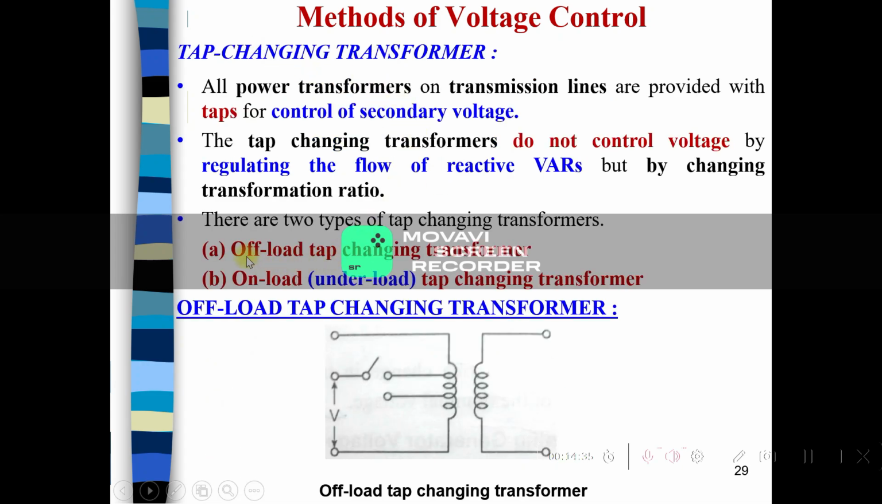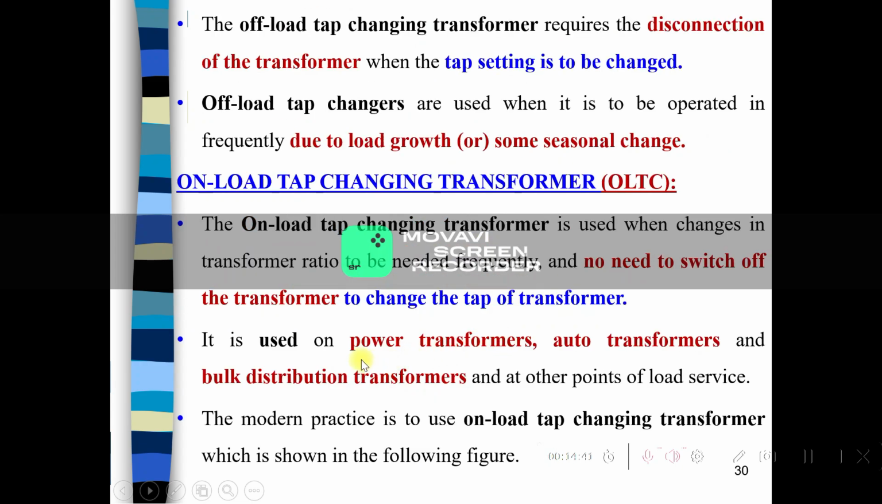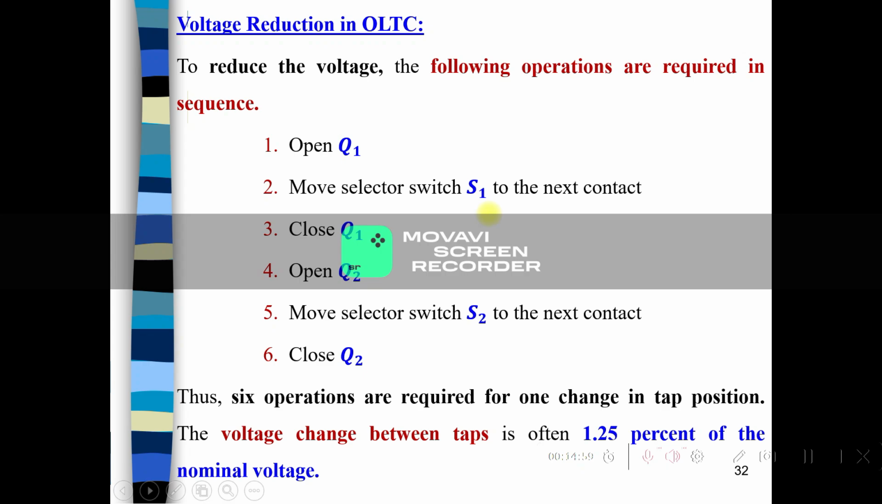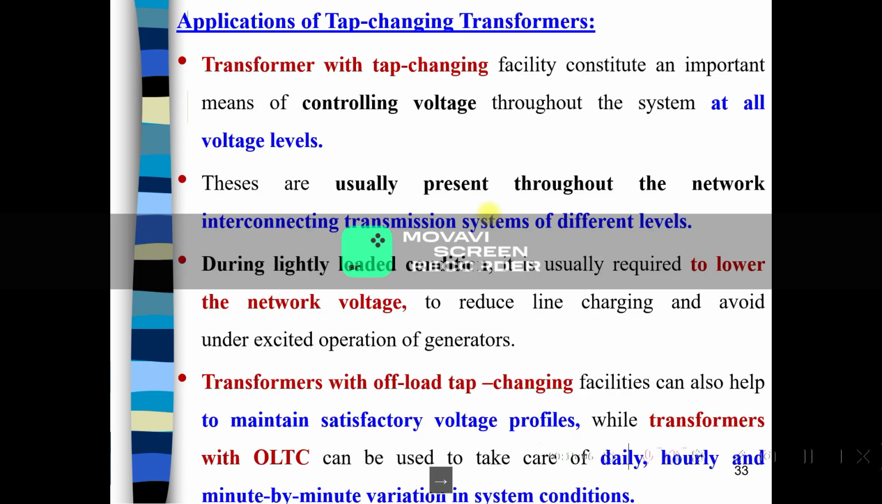Tap changing transformer: off-load tap changing transformer and on-load tap changing transformer. So this is the definition of on-load tap changing transformers. In the on-load tap changing transformer, the input is given for line and neutral, and the output is obtained at Q1 and Q2 with respect to switches S1 and S2. So these are all the operations we use to reduce and increase the voltage level.